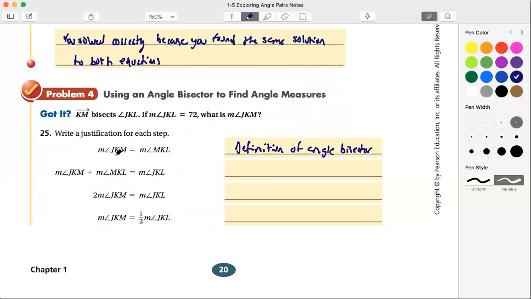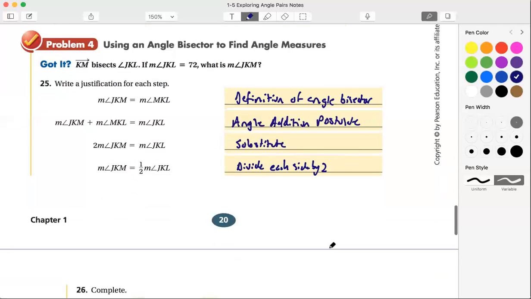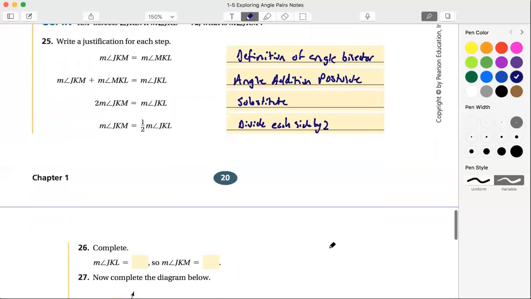Now, what is JKM? What is MKL? If I add both of those together, I'm going to get the whole. So this is called the angle addition postulate. Now, since I already know these two things are equal, one of them is twice the measure of both of them, isn't it? So this is called the substitution method. Now, dividing, I get half. So there we go. If I know that this value of JKL is 72, then what's half of that? 36.